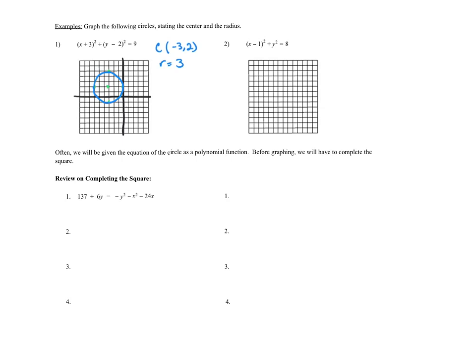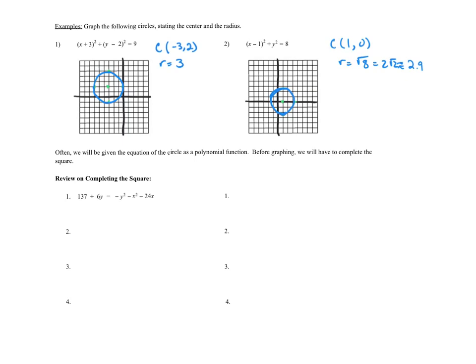In the second example, our center will be (1, 0), and the 0 is there because there's no value with the y, and our radius will be the square root of 8, which we can reduce to 2 root 2, but we know is 2.9-ish, so it's approximately 2.9. So we'll go ahead and draw our axes. We'll plot our center, the little x, and then we'll go up a little bit less than 3, and right a little bit less than 3, and down a little bit less than 3, and left a little bit less than 3, because we know that the square root of 8 is less than the square root of 9, so it's less than 3. And then again, we'll do our best to make this circular. There we go. And there's your circle.